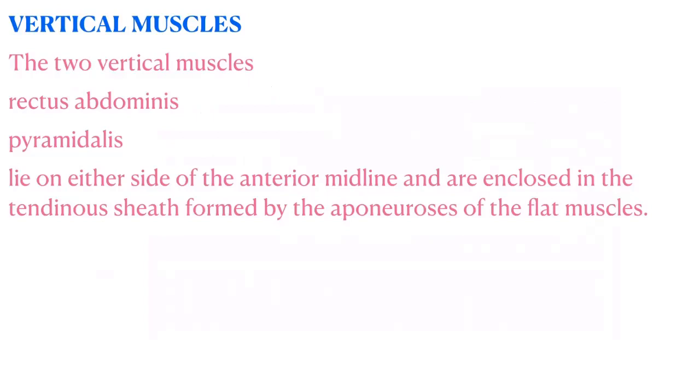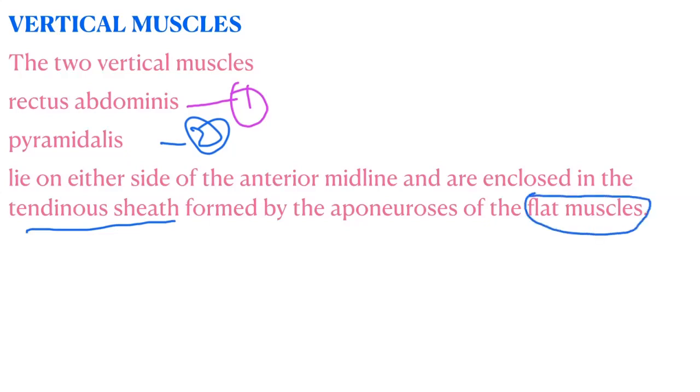Okay, next in the lineup are the vertical muscles, right? There are two vertical muscles in the anterior abdominal wall: rectus abdominis and pyramidalis. The main muscle is rectus abdominis, whereas the pyramidalis is a very small muscle. They lie on either side of the anterior midline and are enclosed in the tendinous sheath formed by the aponeuroses of the flat muscles, right? And it is called the rectus sheath.